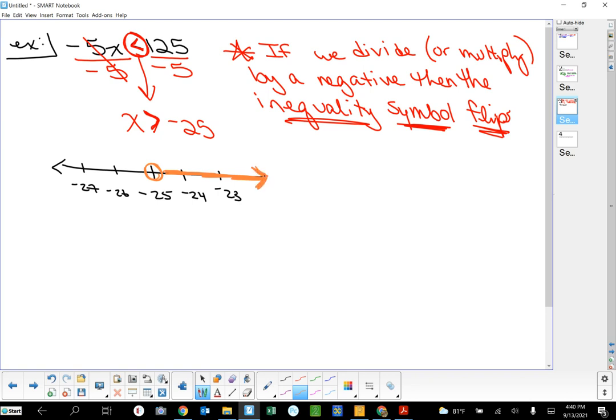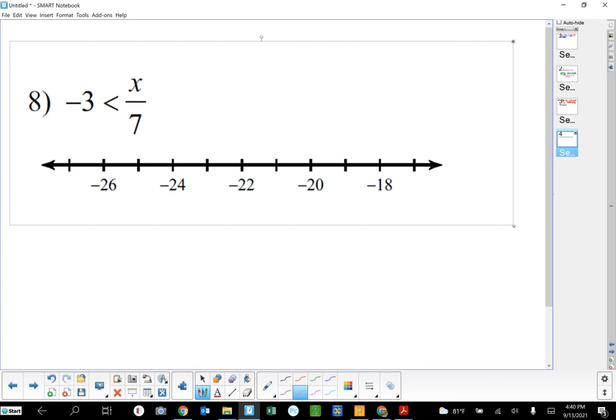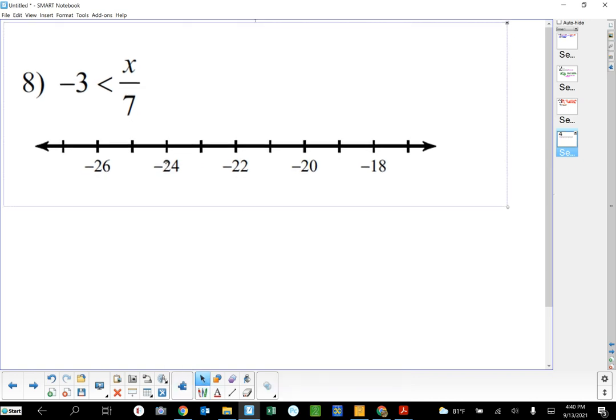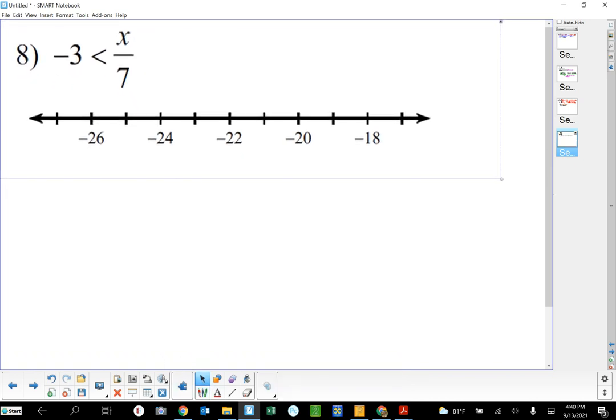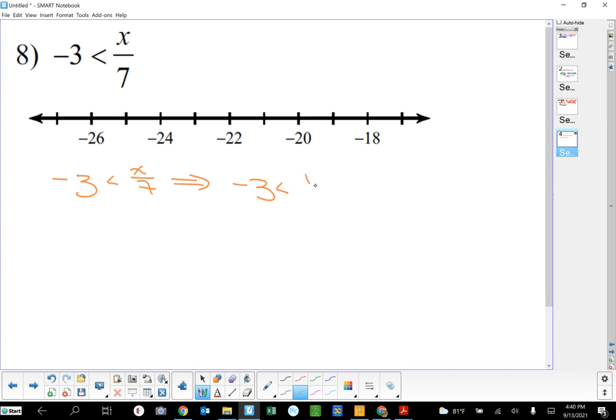Okay? And then the last one I want to do with you, it might make you flip out a little bit because there's fractions. It's number 8. I'm going to move it up the screen just a teeny bit. We're going to write this a little differently than the way it looks on the paper. Right now it looks like negative 3 is less than x over 7. Here's how I want you to write it: negative 3 is less than 1/7 x.